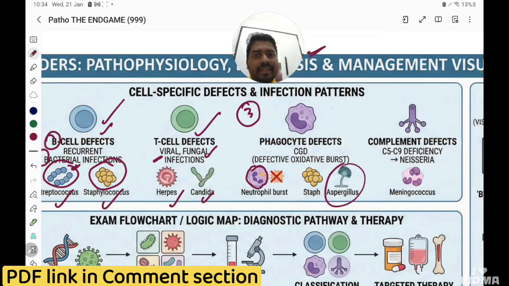One differential diagnosis of CGD, which is commonly asked, which is related to phagolysosome fusion, is Chediak-Higashi syndrome, CHS we call, where we'll find albinism and platelet defect also.